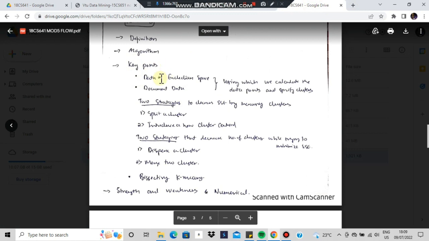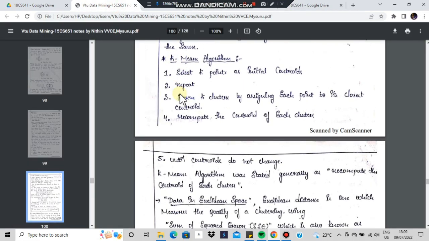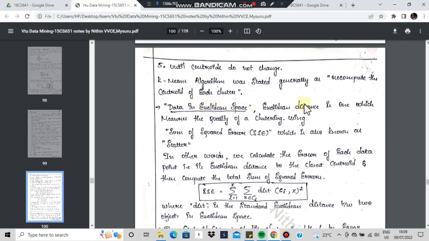And there are key points in it: data in Euclidean space and document data. These are the two metrics which we'll be using to calculate k-means. So let's discuss what that is. Data in Euclidean space is a distance measure of the quality of a clustering. That is the sum of squared errors. So this is the formula, sum of squared errors. We take each error, square it, and sum them. It's also known as scatter, SSE. It will be used very much in the upcoming topics. So remember, whenever I say SSE, it means sum of squared error.